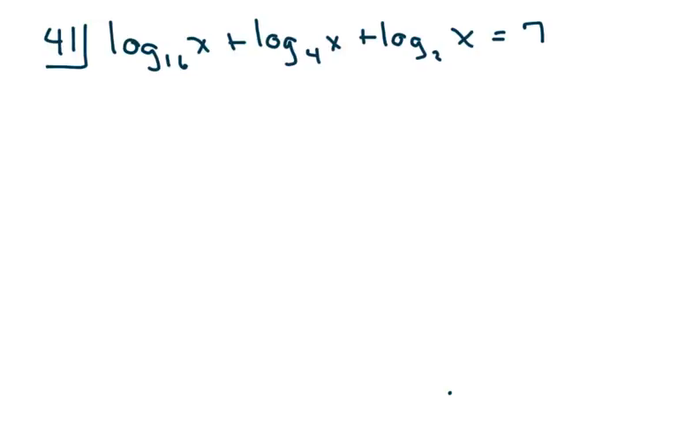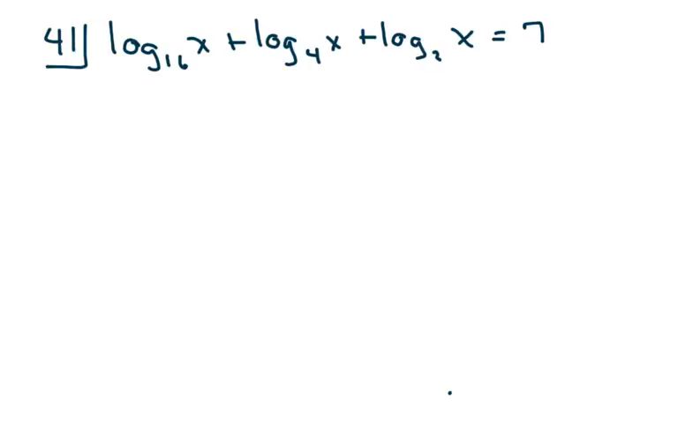So here we go. We have log base 16 of x plus log base 4 of x plus log base 2 of x equals 7. Now the reason this is on your unit test and final is it incorporates everything. It incorporates condensing, expanding, change of base, and solving. So everything you need to know about logs is on here. The only thing it doesn't have is the e and the ln.